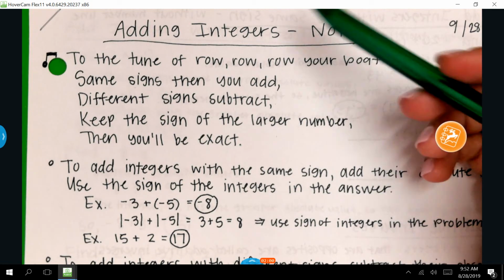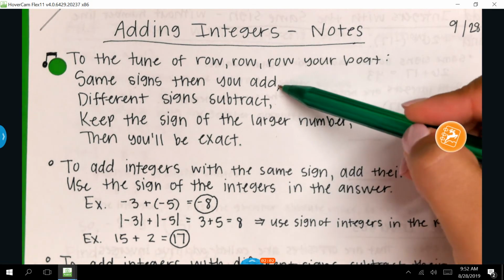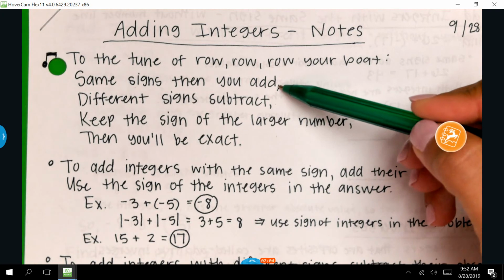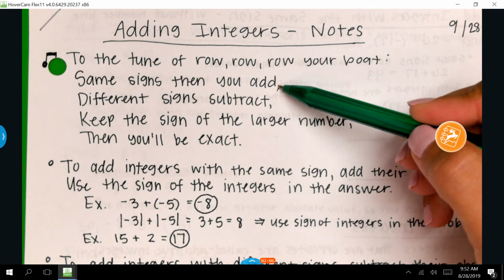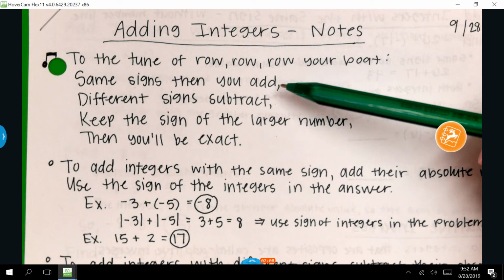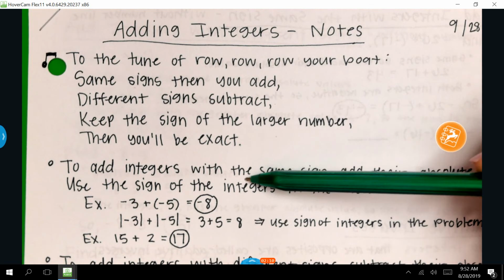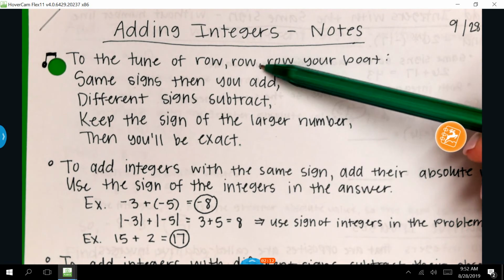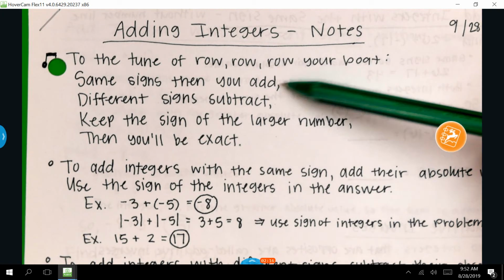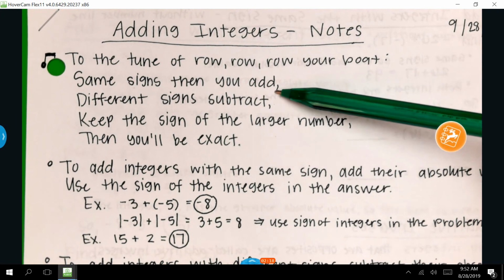No. Alright, moving on. So we are moving on from the song. Can we do it at the end of class? No, maybe. We'll see. Alright, so if you can remember this song, it literally gives you all the steps you need to do in order to add integers. Okay? So study that song. Let's know it. Let's memorize it.